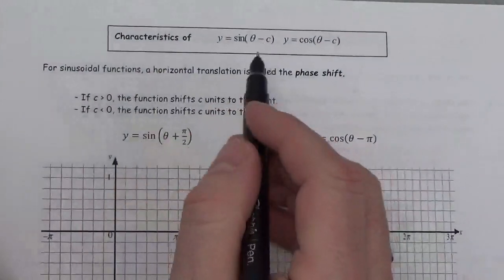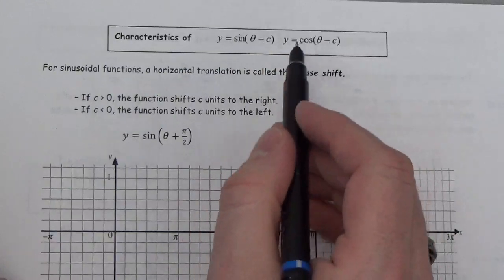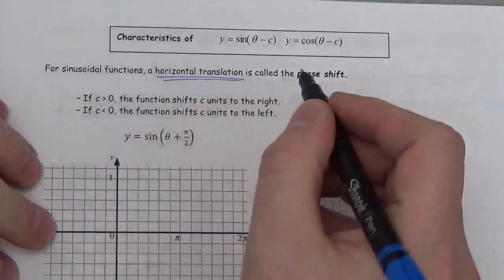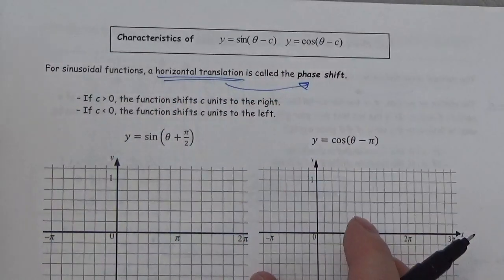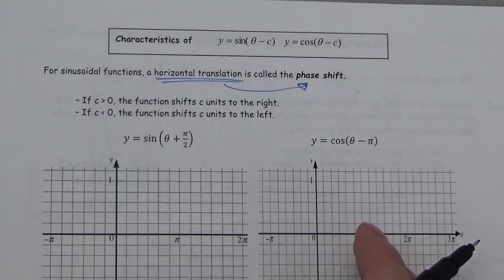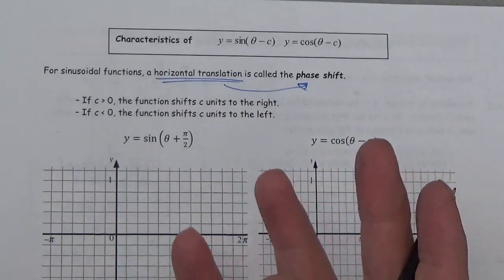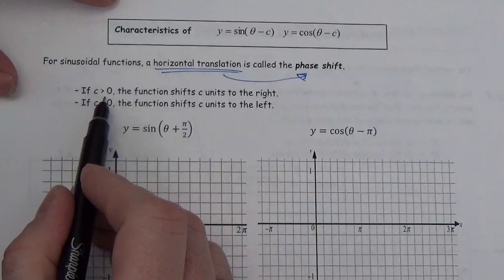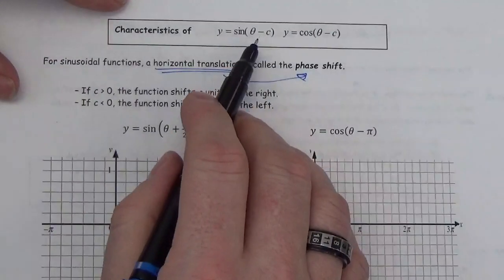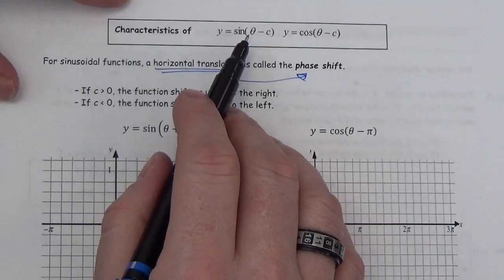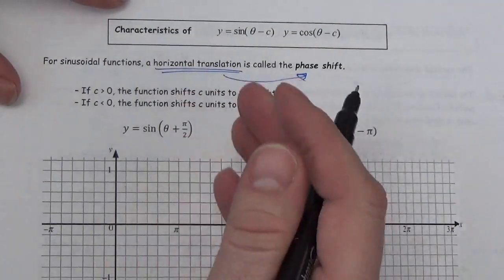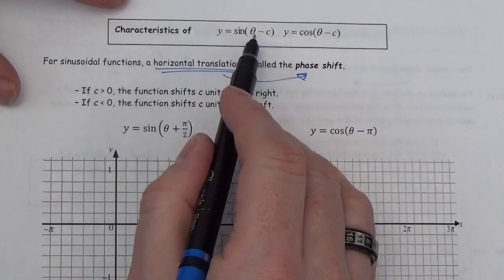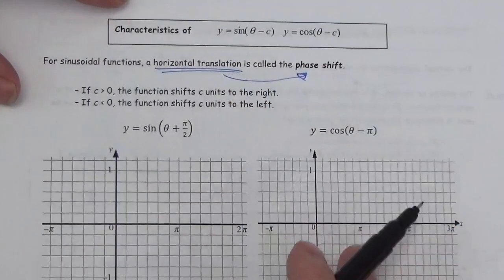Okay, now let's take a look at the characteristics of sine of theta minus c, or cosine of theta minus c. We'll do the same thing here. This horizontal translation we are going to call a phase shift, and that's just because of the applications of these functions that we use this terminology. But you know this. If c is greater than 0, it's going to move to the right. Now, bear in mind, there is a subtraction in there. So if you're seeing theta minus, let's say, 2, we know that means 2 to the right, because the c value is positive. If you're seeing a positive value in there, then we know that there were 2 negatives. I was subtracting a negative, and negative means you move to the left.